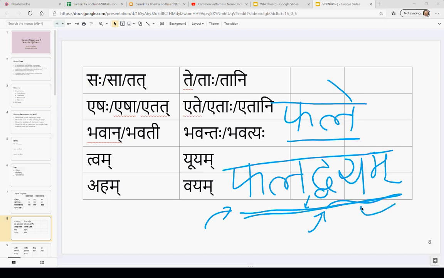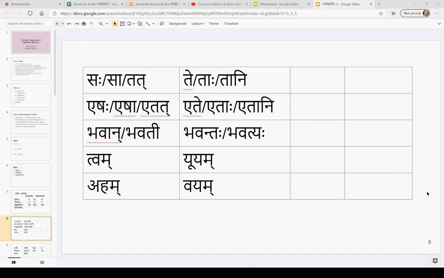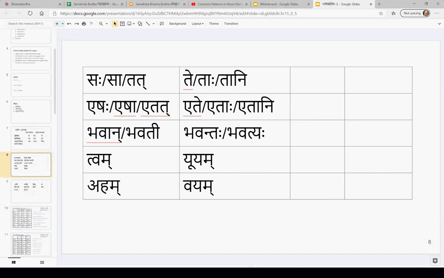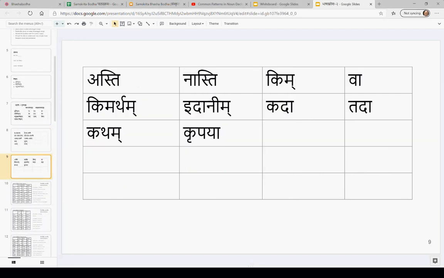So dvayam here remains a napunsakalingam, because when we add dvaya, that always becomes a napunsakalingam. Phaladvayam, even if there are two male people who are going, like say balaka, two boys are going, even then if you add dvaya, it becomes a napunsakalingam. Balakadvayam, balakadvayam gacchati. Okay, so that is one thing you should know.